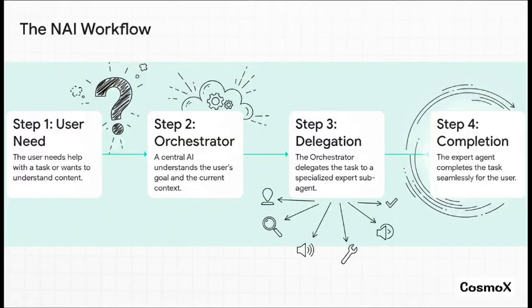So here's how it flows. You, the user, express a need. The orchestrator instantly gets what you're trying to do and what the context is. Then it delegates the job to exactly the right expert agent for that specific task. The best part? It all happens completely seamlessly in the background. You don't have to go digging through complicated menus or anything. It just works.